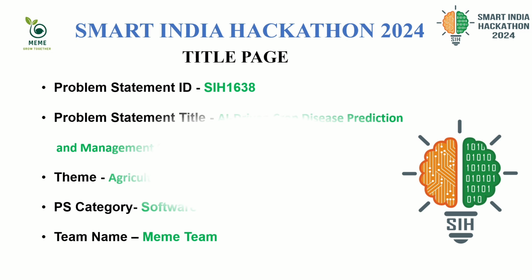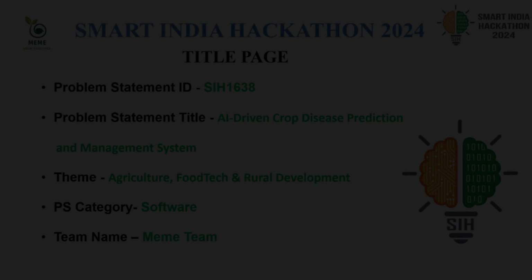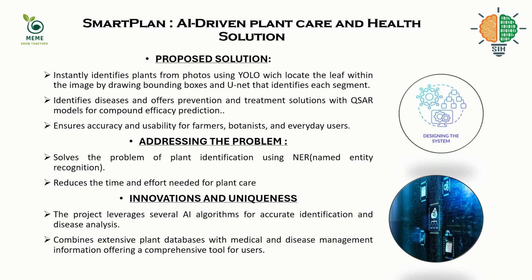The basic theme of our project is agriculture, food tech, and rural development. The software identifies plants from photos using YOLO, which locates the leaf within the image by cropping the background and drawing bounding boxes. The image is then analyzed with a machine learning library called TensorFlow. It helps in plant identification.